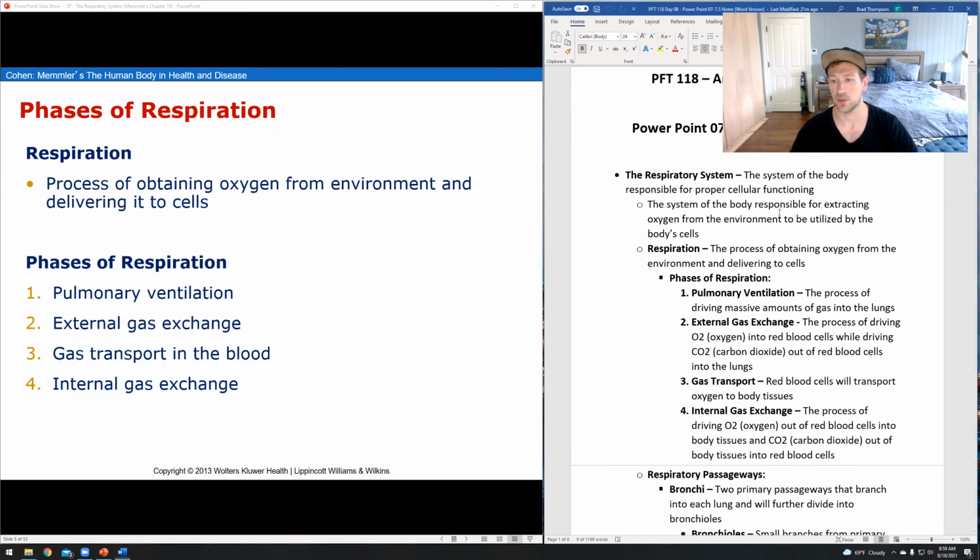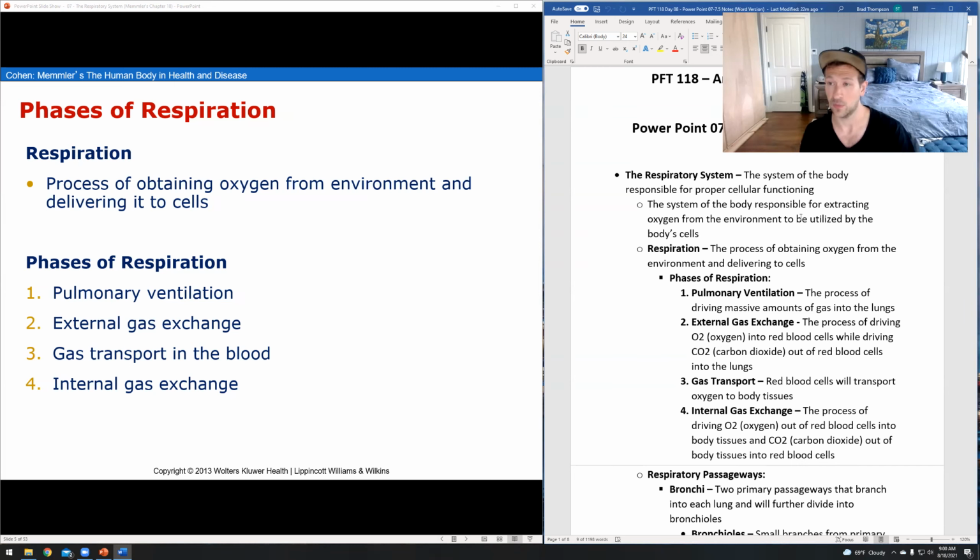So when we're talking about the respiratory system, this is the system that's responsible for taking advantage of those two processes. And it does it so that it can ensure proper cellular functioning, right? Every cell in your body needs oxygen in order to survive. That is the most important thing that all of us need. Yes, we need to eat food, absolutely, we need to drink water, but oxygen is hugely important.